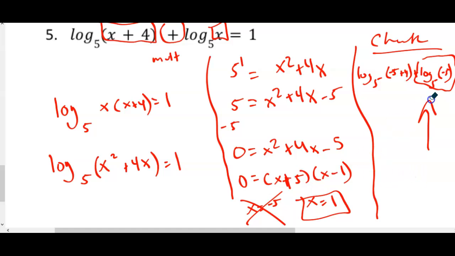Remember that for your test. You can't have a natural log of a negative number. You also can't have a log, I don't care what the base is, we'll just put b, of a negative number. That can't exist. Neither one of those can exist. All right, let's keep going.